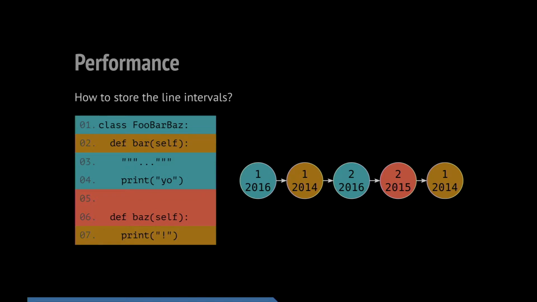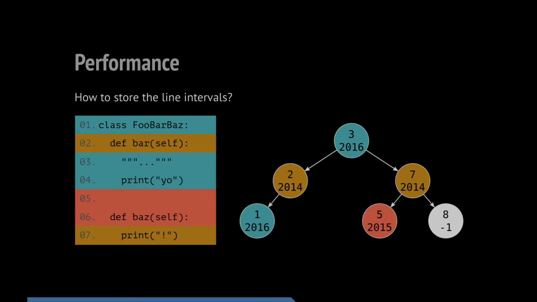Well, when you figure out how to diff files and which files to diff, there is still a problem. How do you store the line intervals? The first and most obvious approach is to use a singly linked list. So this is line number 1. The length is 1. Then you have one line from 2014. Then you have 2 lines from 2016, and so on and so forth.